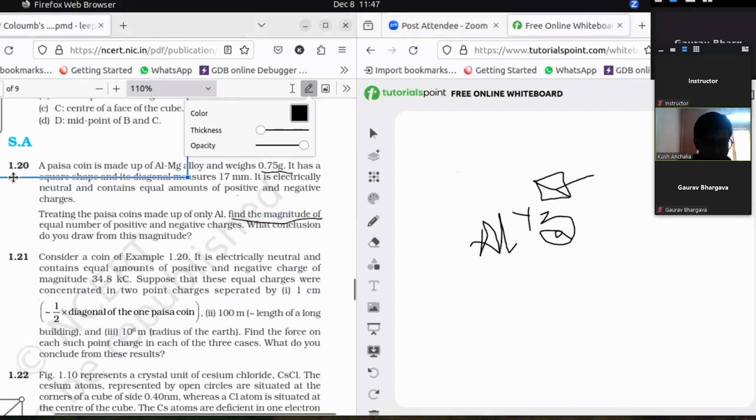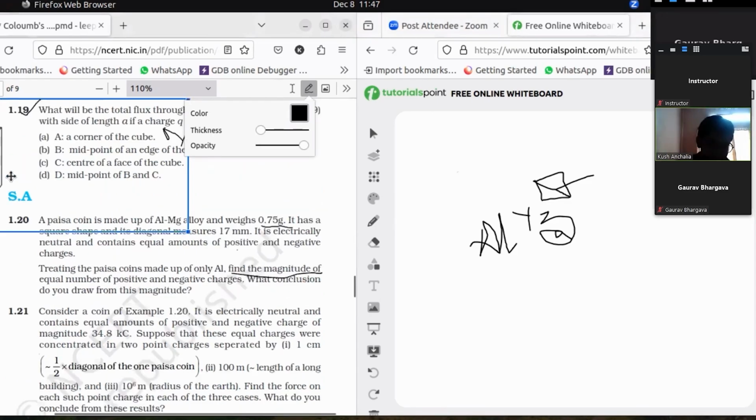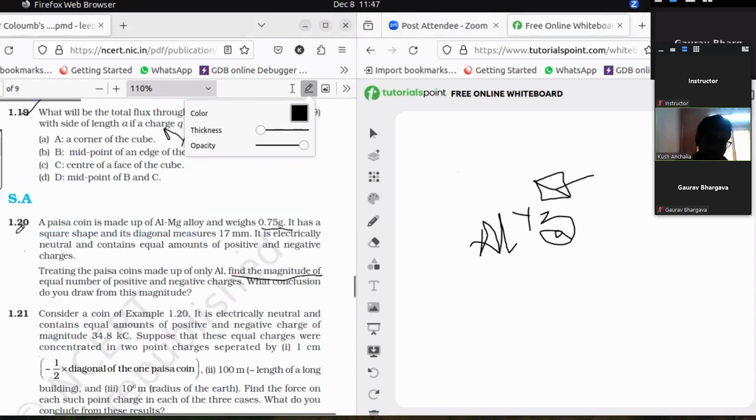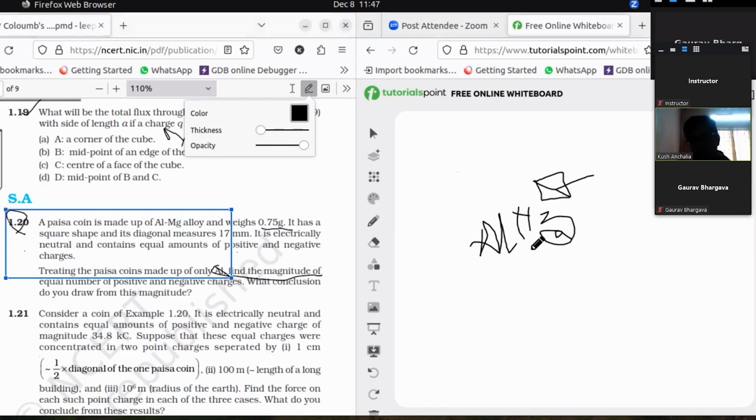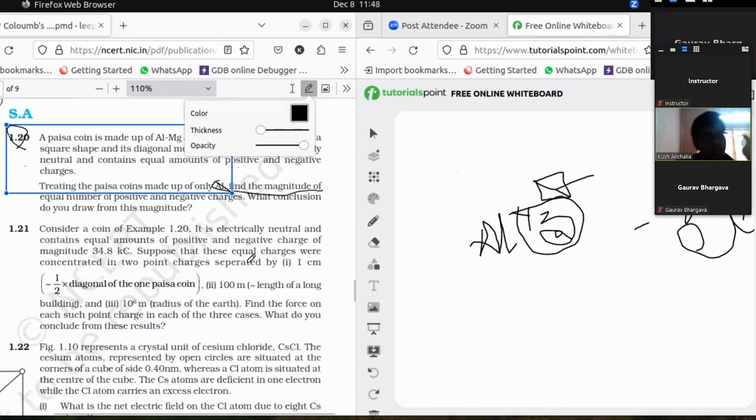I am a bit worried, the answer should be 0 only, but I am worried about the aluminium side of things, because it might be related to the ionization of aluminium, that is +3. So the net charge on the whole body should be -3e to make it electrically neutral. And how much is -3? We know the charge, and we know how much charge it will require. So 0.75 gram divided by 17 millimeter square, 4 pi r square, directly we can apply. So there can be a case.